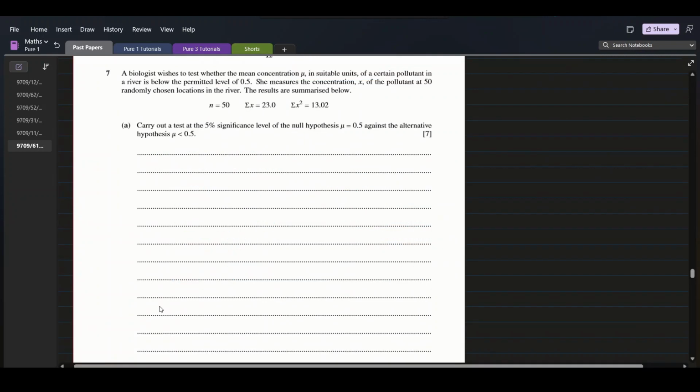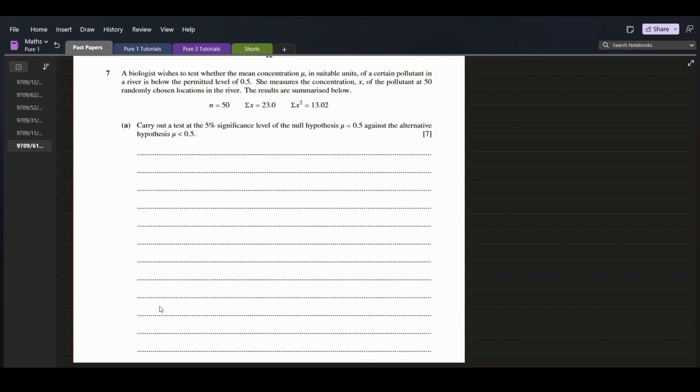Number 7. A biologist wishes to test whether the mean concentration mu, in suitable units, of a certain pollutant in a river is below the permitted level of 0.5. She measures the concentration X of the pollutant at 50 randomly chosen locations in the river. The results are summarized below. We've got n is equal to 50, summation of x is equal to 23.0, and the summation of x squared is equal to 13.02.